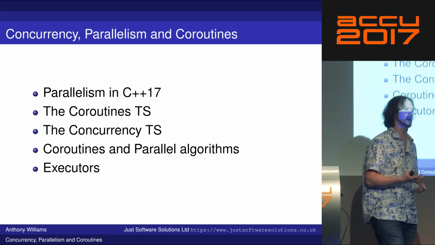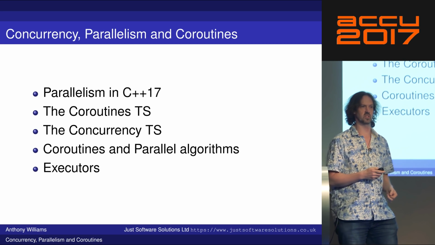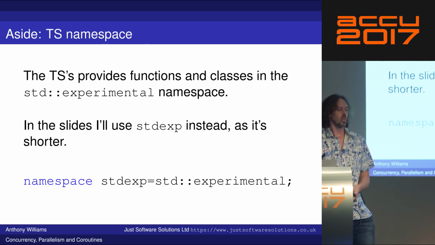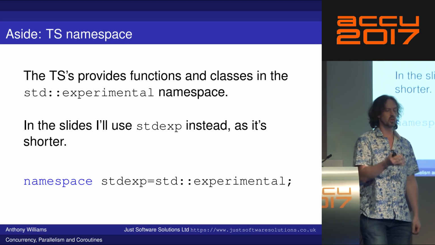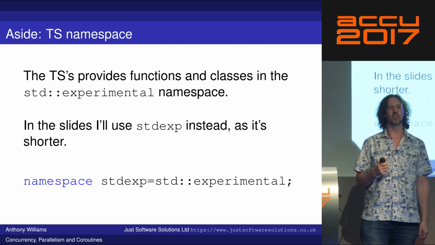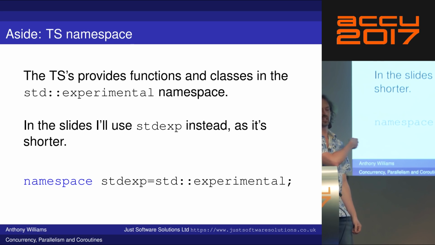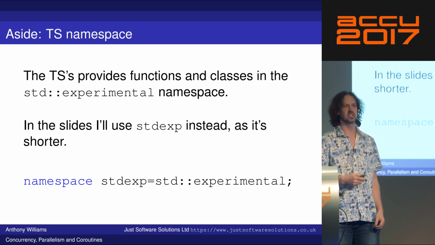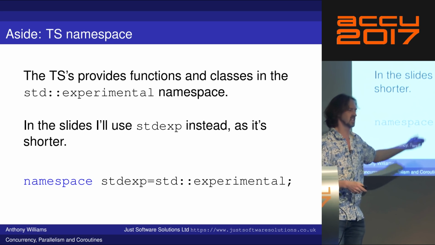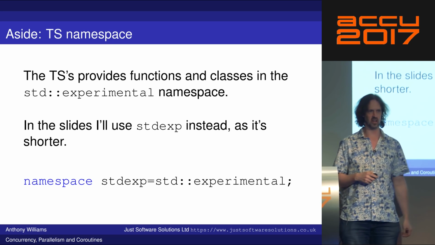And finally, the executors proposal, or rather the current state of executors, because obviously there's been a long history of those. So just as an aside, all the TSs use the std::experimental namespace. This is very long for slides, so let's just assume that this using namespace alias is in effect for the whole talk, because otherwise std::experimental on all the slides just makes all the code that little bit longer for no extra clarity.